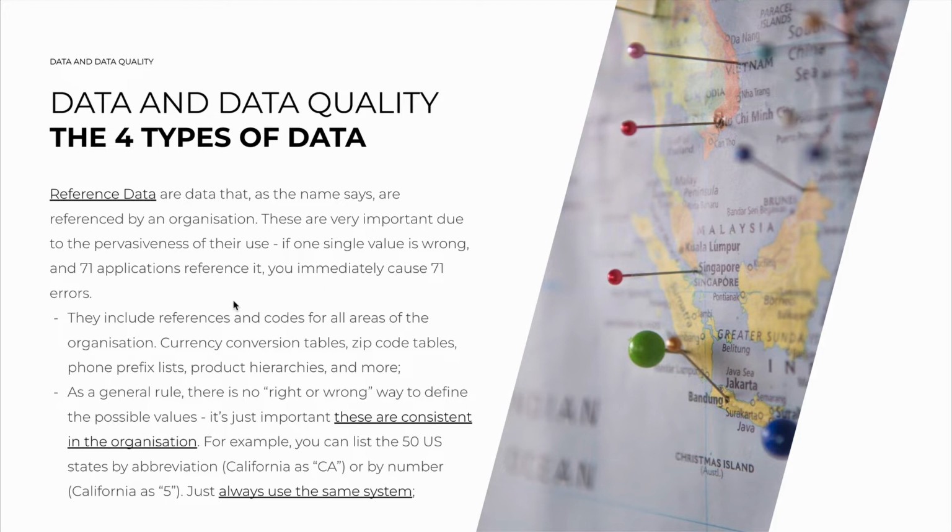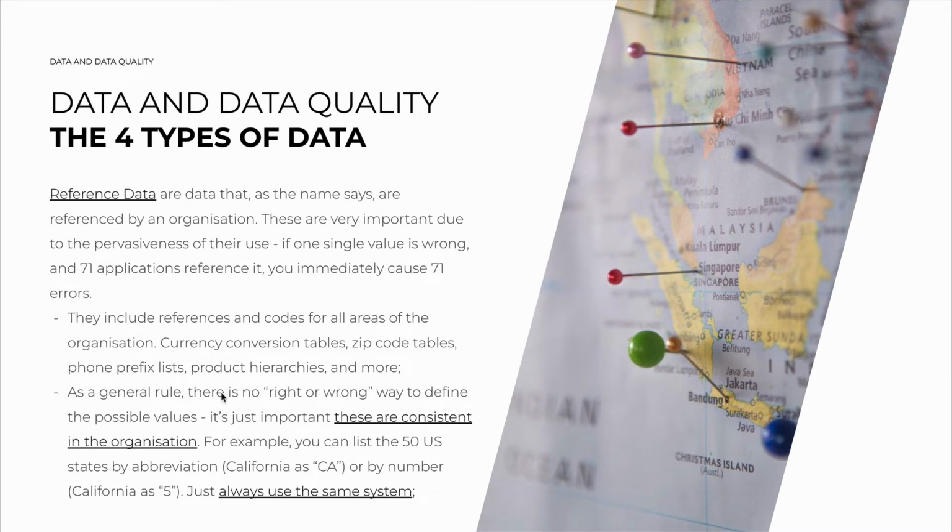Reference data usually includes references and codes for all areas of the organization. Currencies, zip codes for addresses, phone prefix lists, product hierarchies, employee hierarchies, research and development codes, internal department or team codes, and any other codes that may be referenced by the organization.